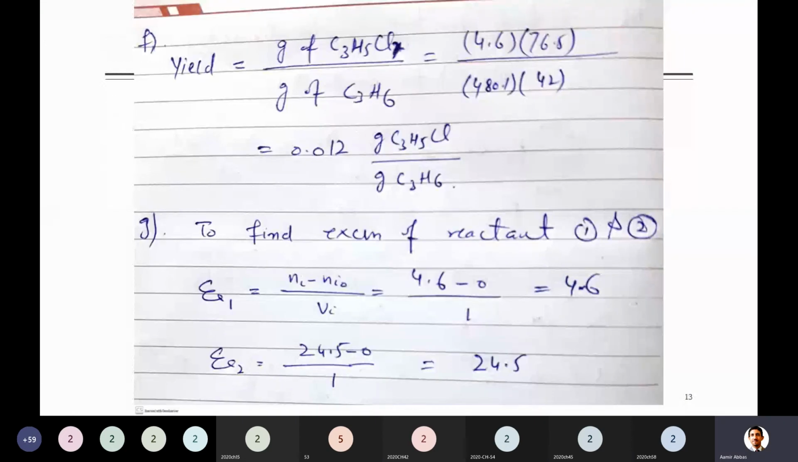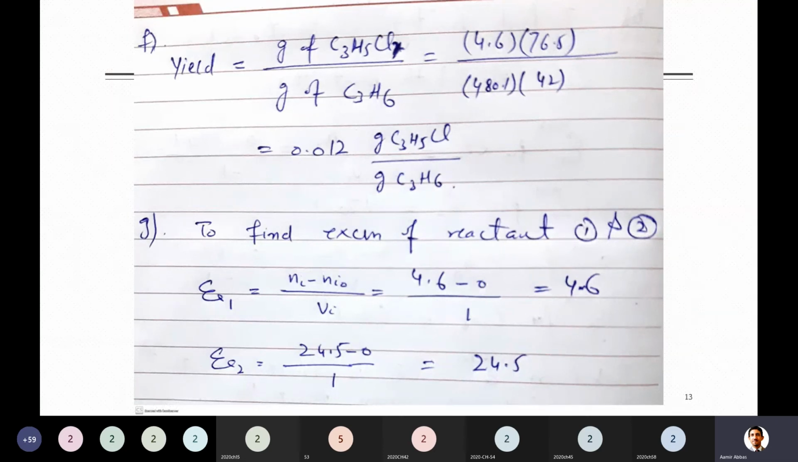I told you that the reason is, when you find the extent of any reactant, if you calculate based on the product, then for the product the initial number of moles is always 0. So that's the best way to go with this.